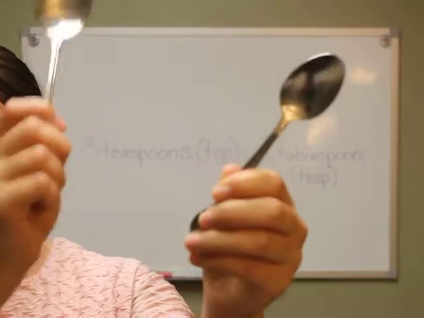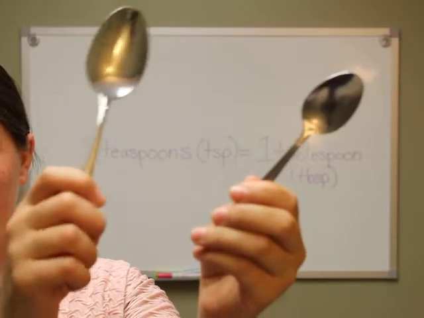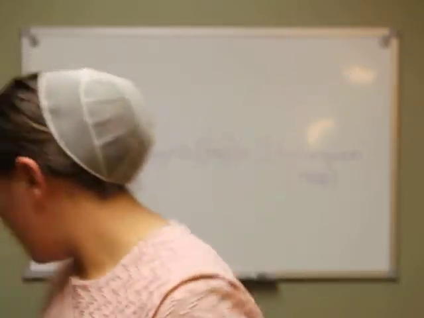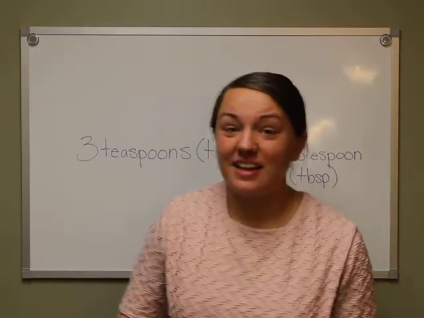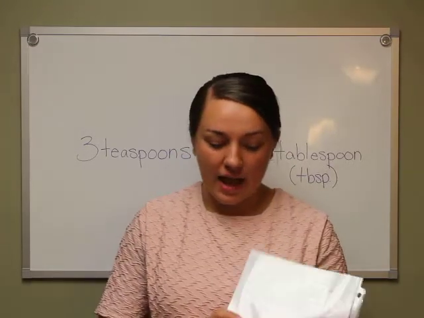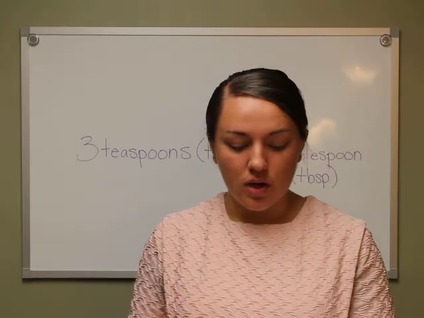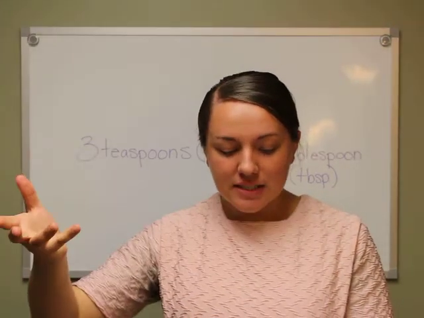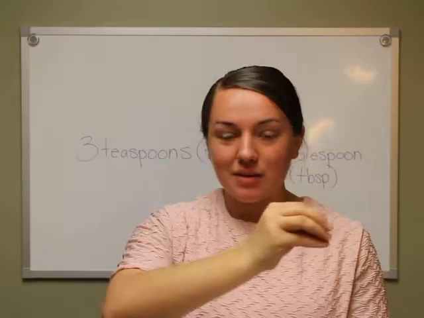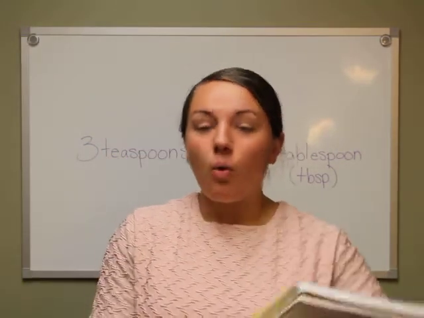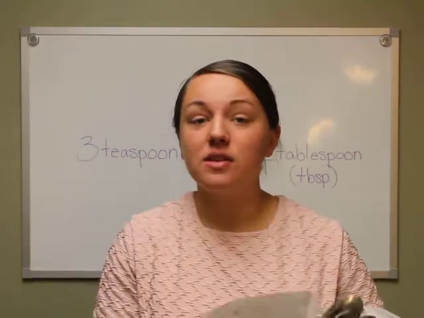3 of these equals 1 of these. Now that is what you want to remember from your lesson today. 3 teaspoons equals 1 tablespoon. You have a whole first section where you're answering how many teaspoons are in how many tablespoons. So if 1 tablespoon is 3 teaspoons, then 2 tablespoons is how many teaspoons? 6, right?